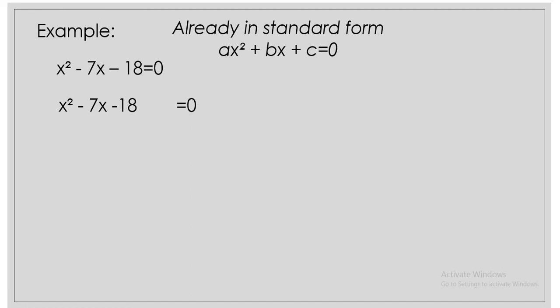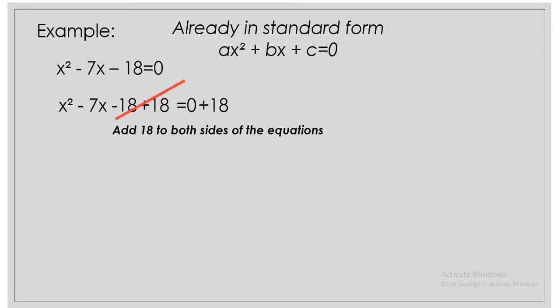Let's go on now to the next step, which is to add both sides by positive 18. Why positive 18? Because in your constant term, you have negative 18. So we will add positive 18 to both sides to cancel this part. If it happens that your constant term is positive 18, you will add negative 18 both sides. So it's vice versa. Then your equation will become x squared minus 7x is equal to 18.